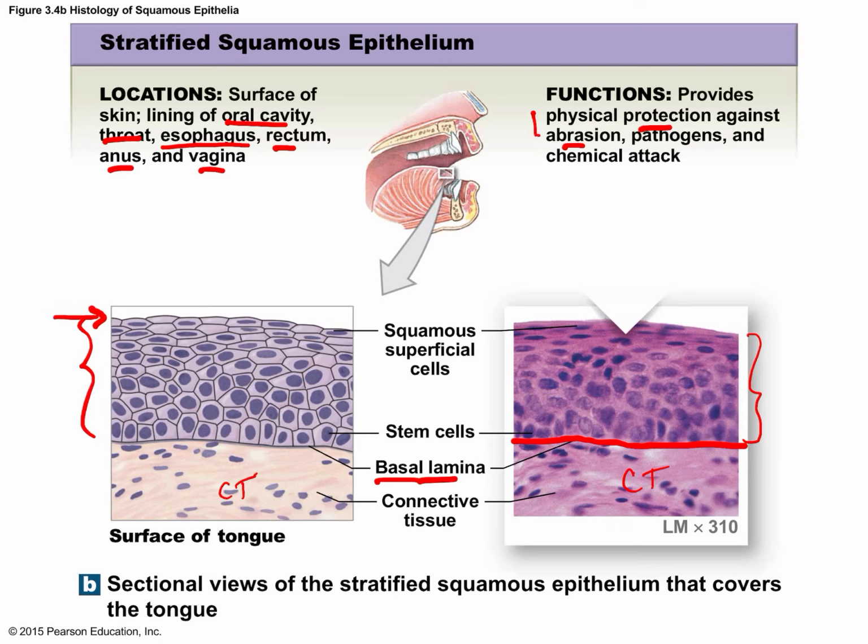Another nice function is it protects against pathogens. Those are germs, and chemical attack. So anything that's a nasty chemical on the outside of your body. Again, because you just have this top layer that can get sort of destroyed with the chemical, but it protects the underneath layers.